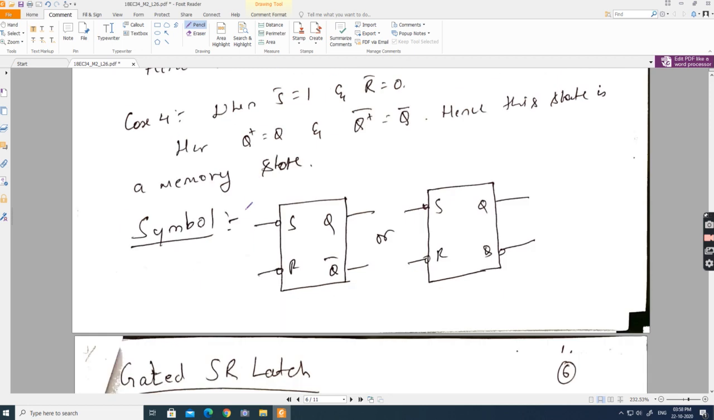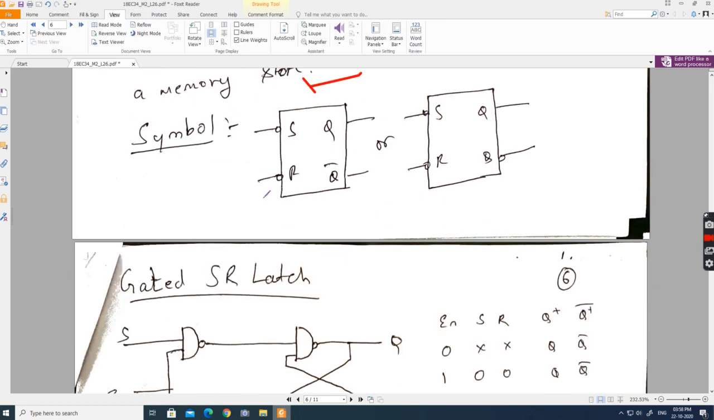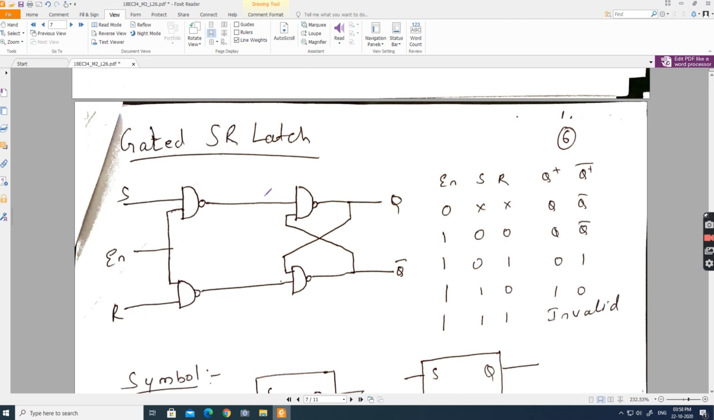Any issue with this? And this is the symbol of the S bar R bar latch. I have placed the bubble before S and R. Understanding? And this is one symbol, where Q and Q bar are specified, and there is one bubble at the lower Q. Understanding, everyone? Yes or no? Yes, sir. So any issue with this?